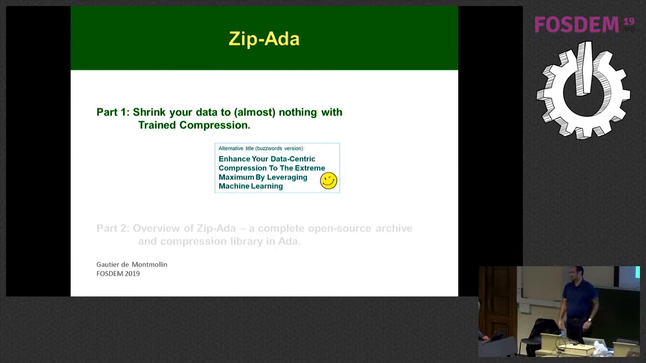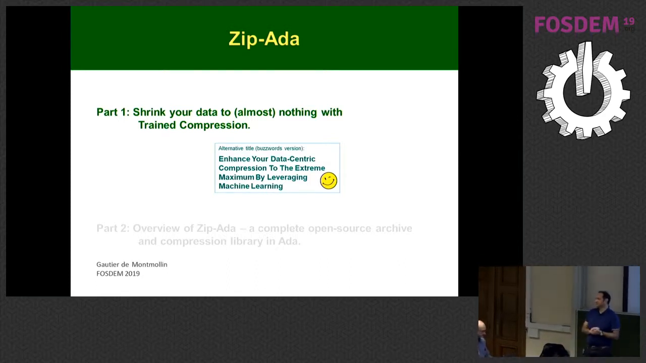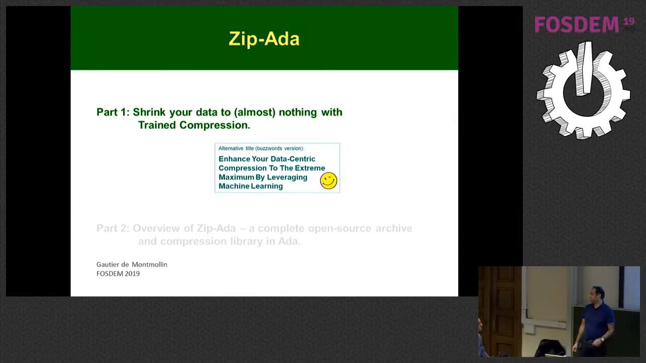So this presentation will hopefully be a not too painful hour about lossless data compression in Ada. Or I could not resist putting a buzzword variant of the title: enhance your data-centric compression to the extreme maximum by leveraging machine learning. Okay, actually, there is some kind of primitive machine learning, so the title is not all bluff. And the second part will be broader, about the Zip-Ada library. So it's about Zip archives and compression.